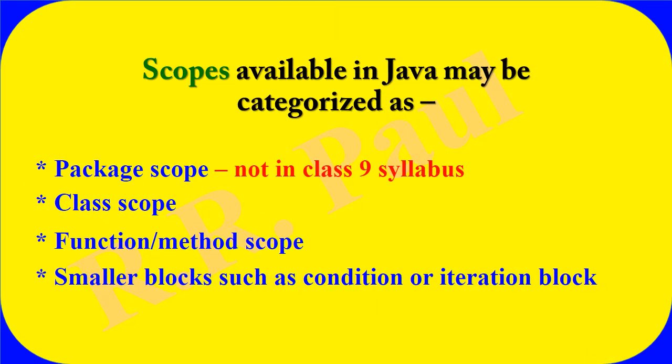The scope can be categorized into 4 different forms. The scope of a variable is based on the package or the class or the function in which it is declared, or even some smaller blocks just like if block, else block, for loop, while loop or do while loop. Which means the variable will be available for use either throughout the package or throughout the class or in a particular function or in a particular block, as the case may be.